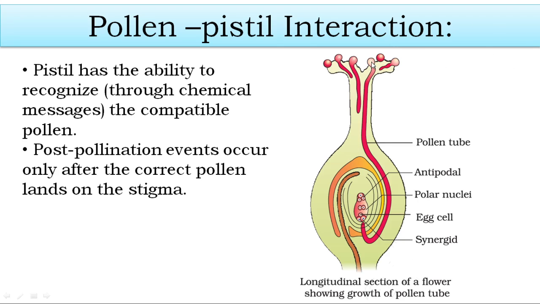What will happen? The pollen, it won't germinate, right? The pistil knows that it is the wrong pollen, so the pollen is incompatible and nothing will happen. The pistil, it knows the right pollen and wrong pollen. So the pistil has the ability to recognize the compatible pollen. And it happens through communication between pollen grain and the pistil, and it happens through chemical messages.